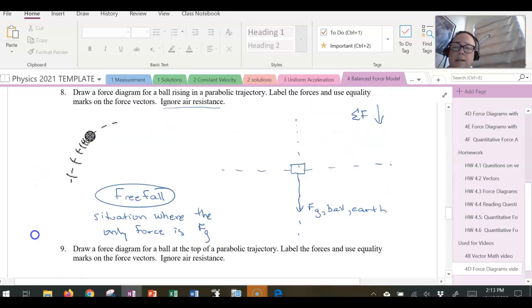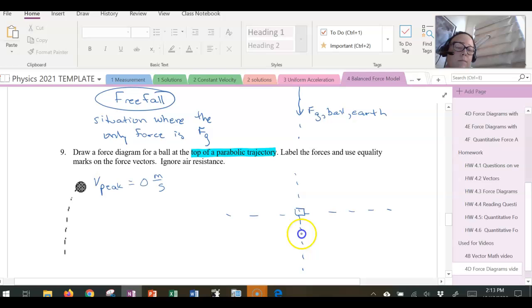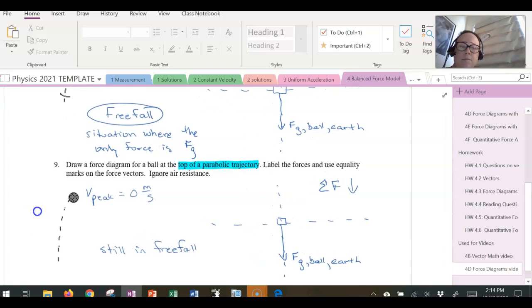Okay, so here's the same ball, but now we're looking at it at the top of the parabolic, the peak. And we learned something about that, right? We know that the velocity at the peak is 0. So does that mean the forces have changed? Here's the force of gravity on the ball by the Earth. Has something changed from the one above? Nope, not at all. It's still in free fall. And so the net force is still pointing down. It's still in free fall. So the velocity is not really telling us anything about what the force has to be.